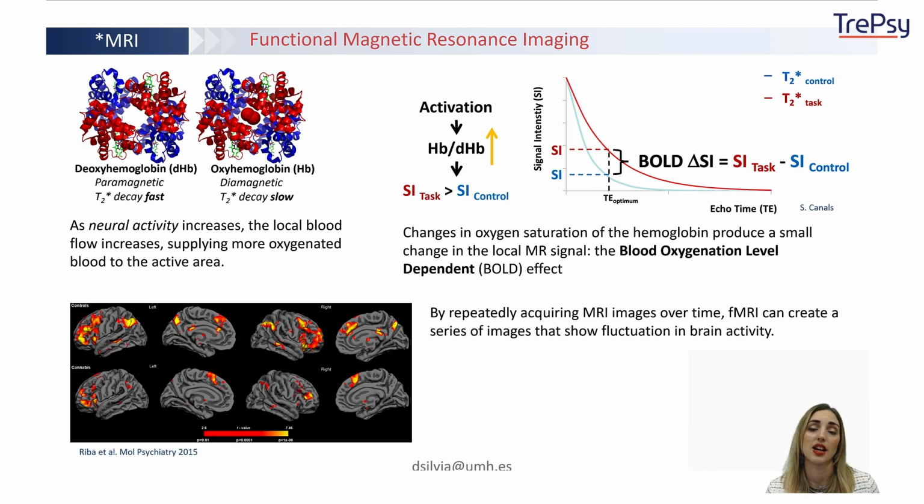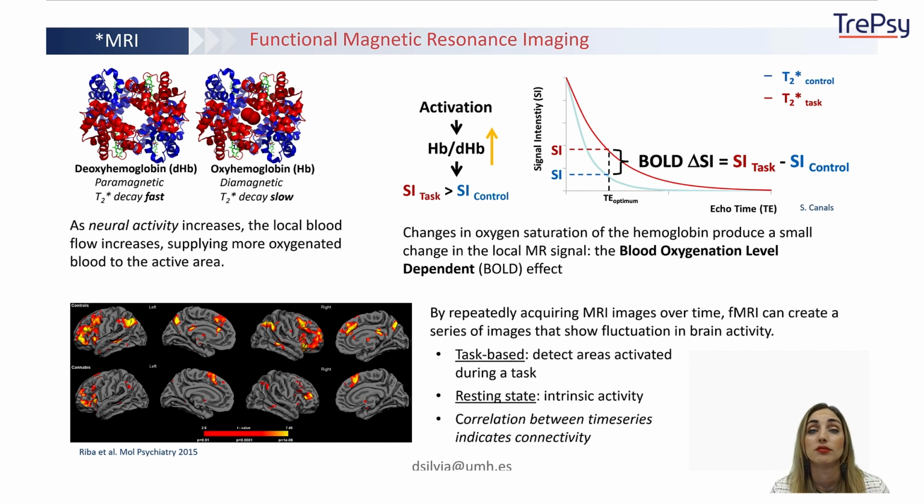So what is an fMRI experiment? It's basically acquiring this kind of T2 weighted images densely over time. Normally the repetition time is 1 to 2 seconds, and by repeatedly acquiring them over time, fMRI can create series of images of fluctuation of brain activities. These images can be analyzed and interpreted according to the kind of the experiment.